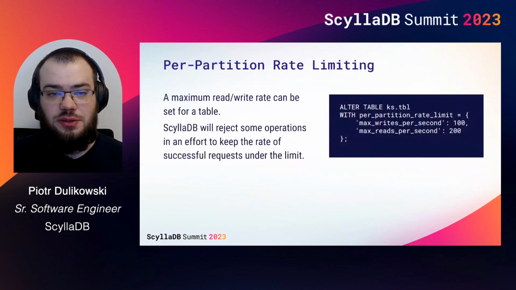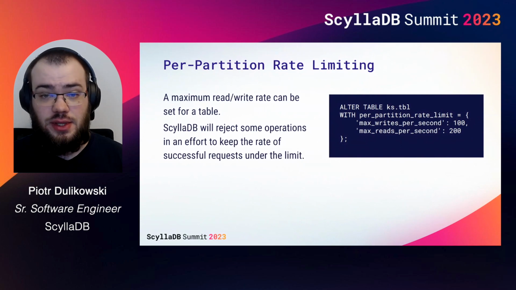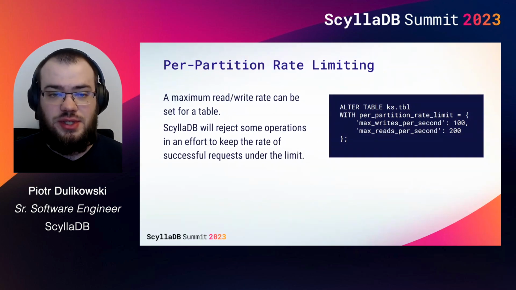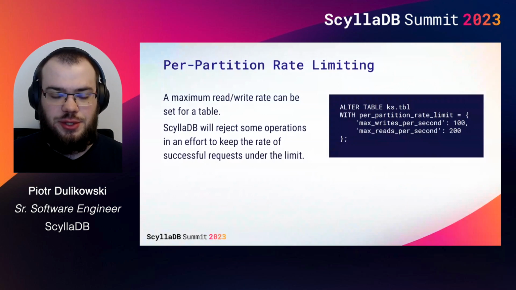In ScyllaDB 5.1, we implemented per-partition rate limiting, which follows that idea. For a given table, you are able to specify a per-partition rate limit, separately for reads and writes. If the cluster detects that reads or writes for a given partition start exceeding the user-defined limit, it will start rejecting some of the requests in an attempt to keep the rate of unrejected requests below the limit.